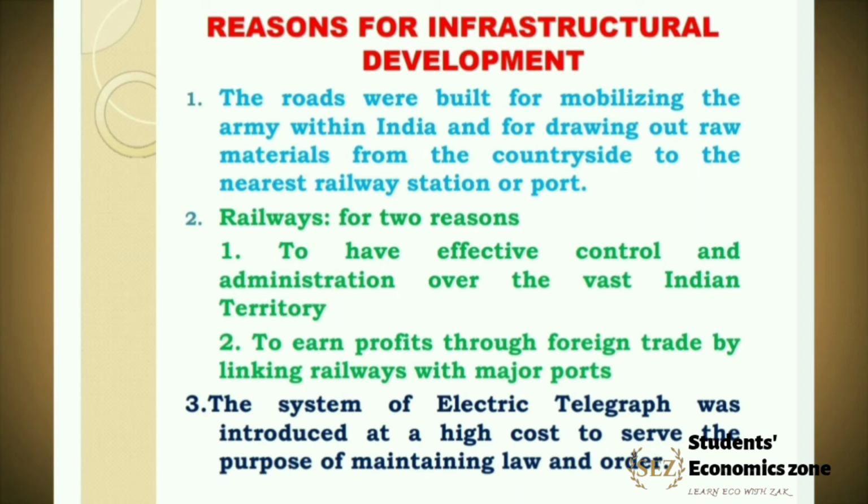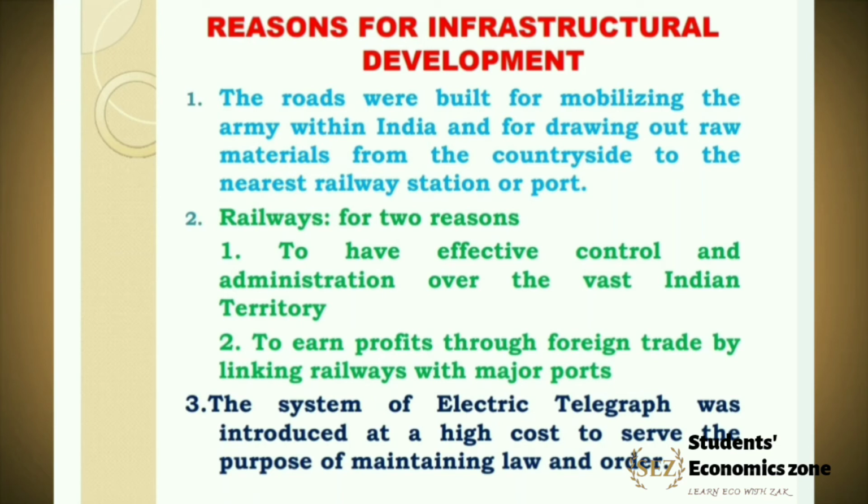Second one, to earn profit through foreign trade by linking railway with a major port. Actually, export and import were carried out through seaports. So how did they send raw material from village areas to the nearest seaport? They used railways. At the same time, from port to village area or market, they needed to send finished goods which are imported from Britain. For that purpose also they used railway. That means the main thing is to earn profit through international trade.